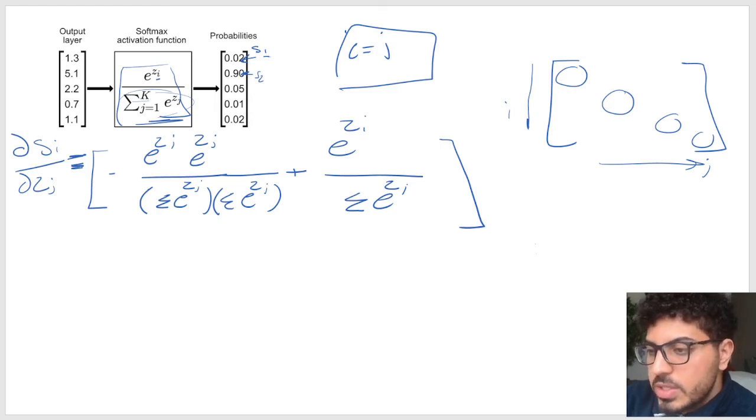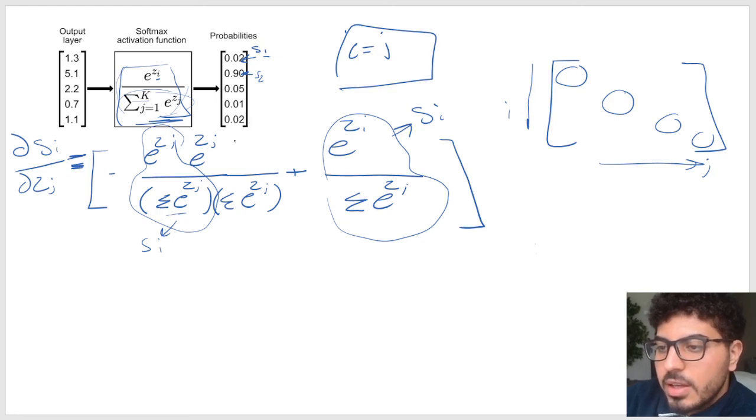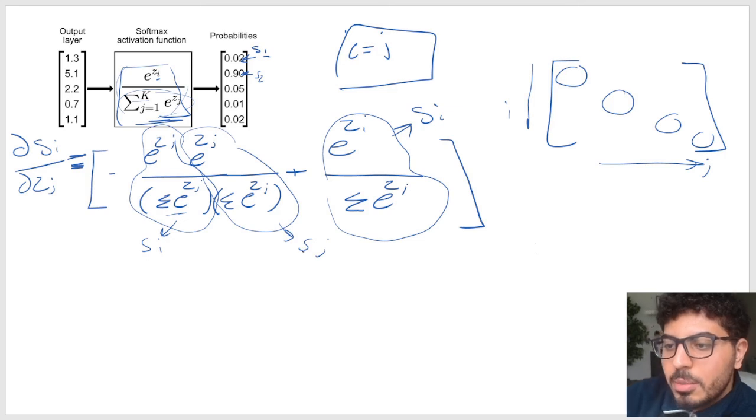Fantastic. Okay, can we simplify this? Well, yes, we can. Remember, this is nothing but the softmax of i, right? This is nothing but Si itself, e power zi over the sigma of all the zj's, e power zj. So this is nothing but the softmax i. And this is also nothing but the softmax i, right? It's the same, e power zi divided by the summation of all of the other exponentiations. So this is Si, this is Si, and this is nothing but Sj, because this is e power zj divided by the summation of all of the zj's, so it's nothing but Sj.